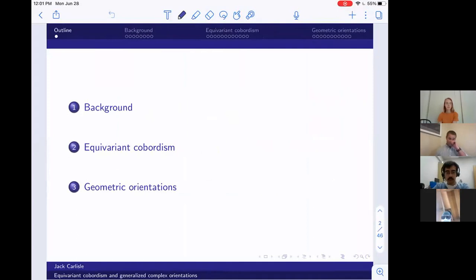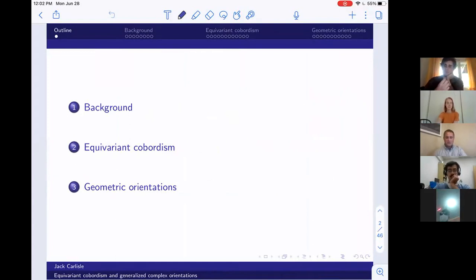So a very loose sketch of what we'll do today is we'll start by going over some relevant background information. In particular, I want to define the basic notions from stable homotopy theory and from equivariant stable homotopy theory that we'll need. After that, in section 2, we'll talk about equivariant cobordism. In particular, I want to go through, or at least mostly go through, a calculation of the C2 equivariant cobordism ring. This is a ring whose elements are C2 manifolds equipped with some sort of stable complex structure.